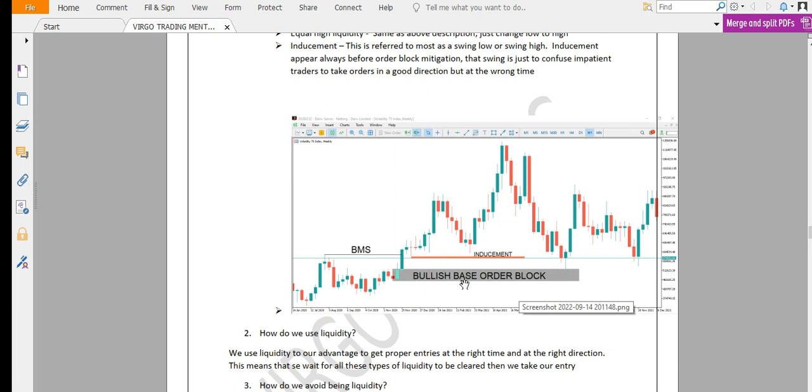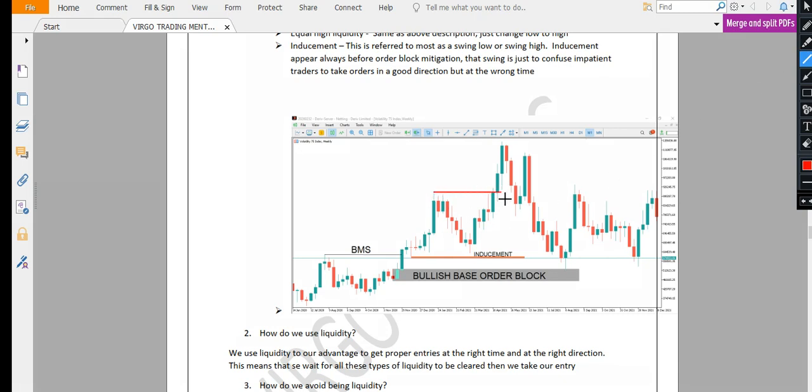Now this is a break of market structure. This is a bullish base order block. Now this first swing low here, now it's what? It's inducement. Why is this inducement? Because we're supposed to have this candle as a mitigating candle here. However, it gave us this swing low and then pushed the price far away. And then look also what they did here.